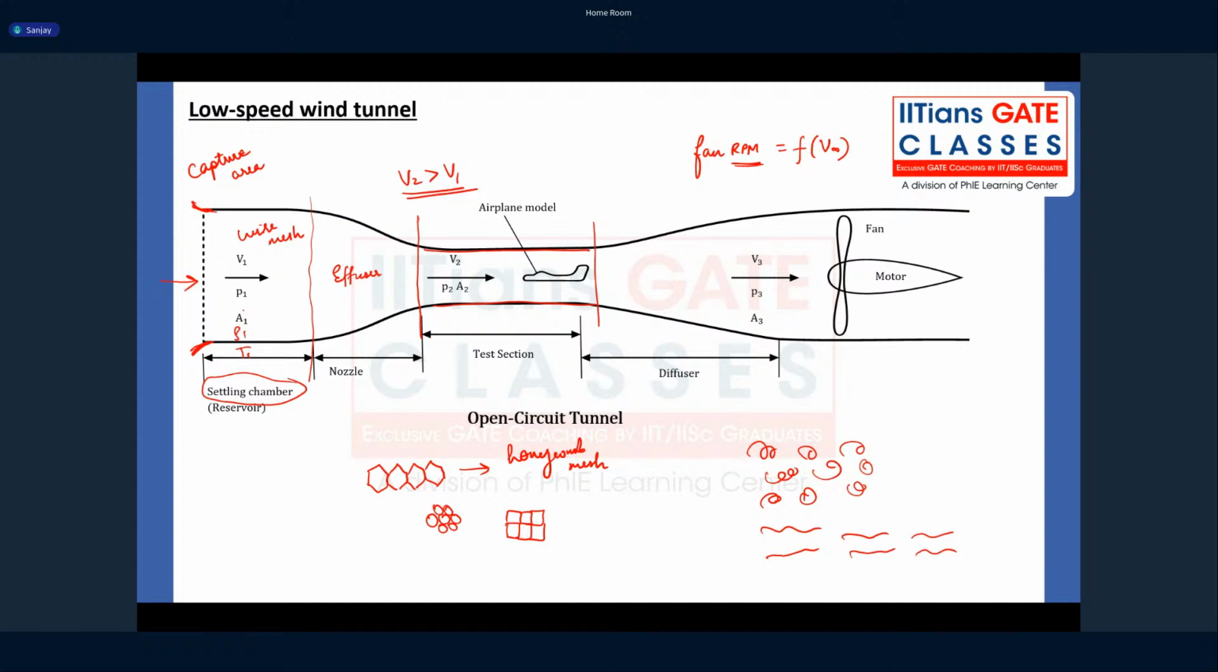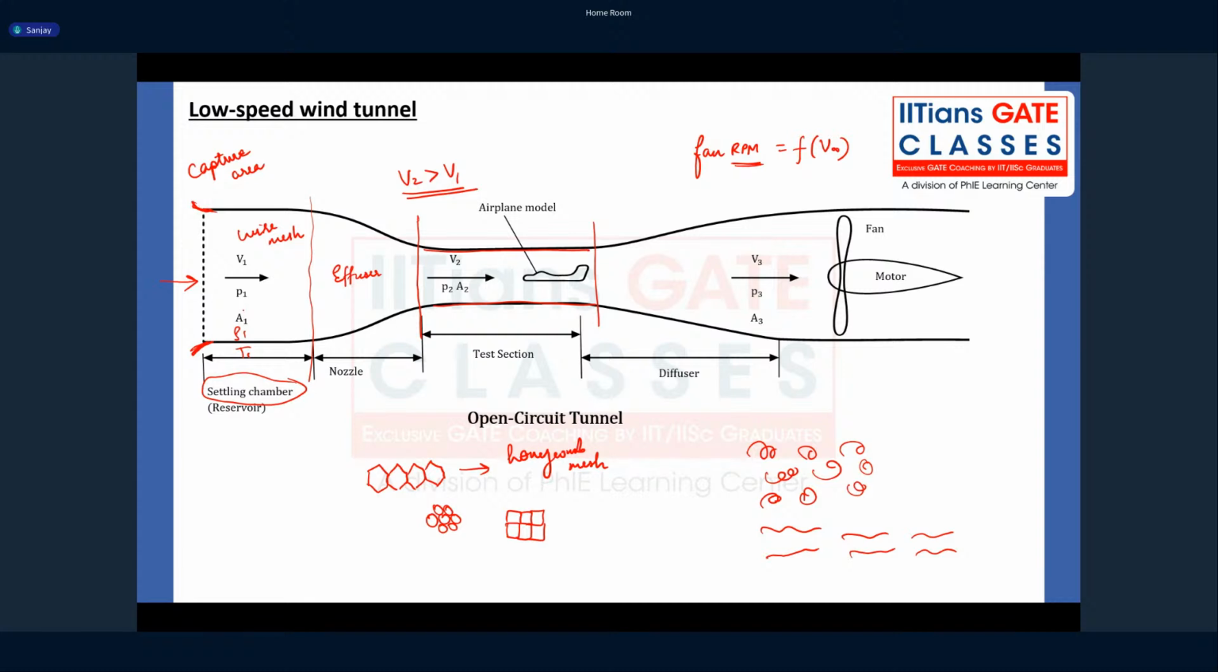So in the test section, you have provision to mount your model. There are fixtures, there are stands, okay, where you can suspend your model or you can place your model. You can rigidly fix it. There are different provisions inside the test section. So it is generally a rectangular section. It could even be a circular cross section, or a cross section of different shapes. But in low speed tunnel, generally owing to the space, we'll have a rectangular kind of test section. Now you will place your model. What is a model? Model is what you want to test.